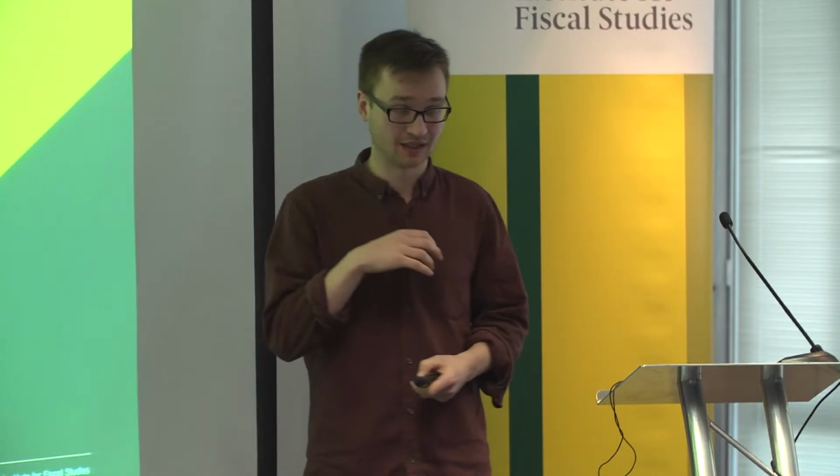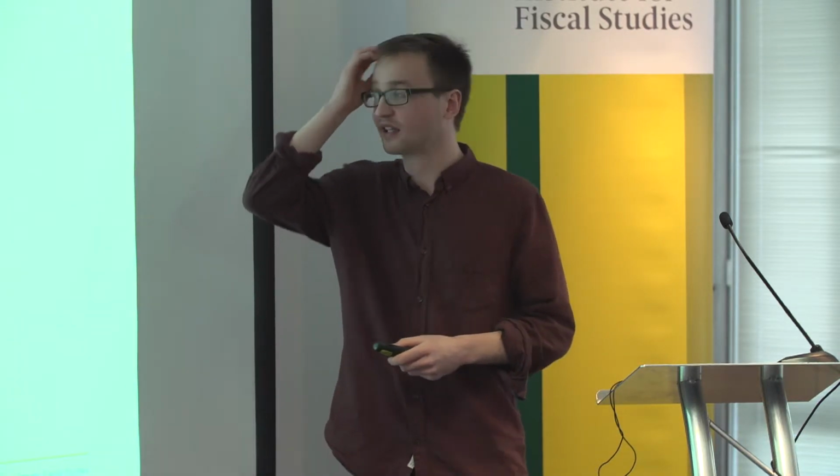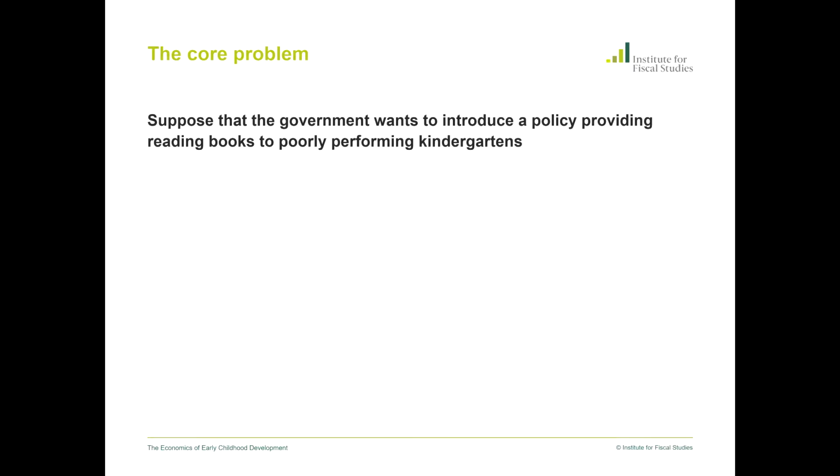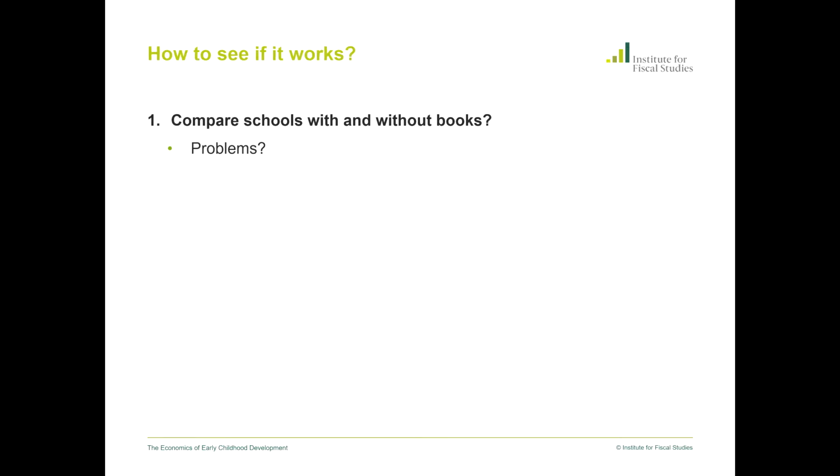Consider the hypothetical problem of a government which wants to introduce a policy of providing reading books to poorly performing kindergartens. How do we think the government might evaluate such a policy? One way would be to compare, before even introducing the policy, schools with and without books. There are a bunch of problems with this. You don't know if there are other unobserved differences between the schools with books and those without. Maybe the schools with books also have better, more motivated teachers. Maybe they've got smaller classroom sizes. Maybe the students are more motivated. You simply don't know. So we can't do it that way.